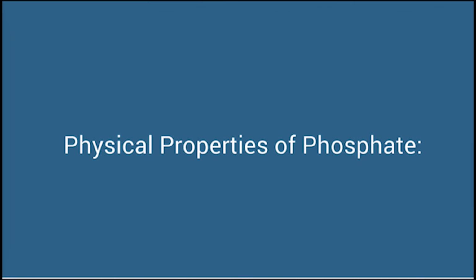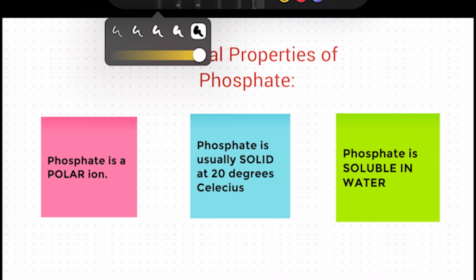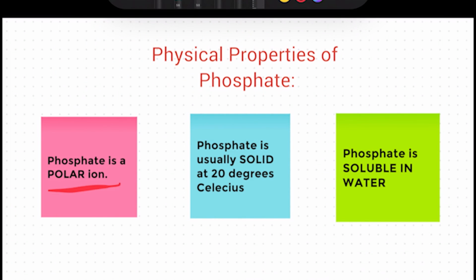Due to this, we know that polar ions have an uneven distribution of electrons that result in a positive charge at one end and a negative charge at the other end. Additionally, since phosphate is polar, its intramolecular forces will be strong. Since phosphate's ions attract each other strongly with opposite poles, phosphate is usually in a solid state of matter at 20 degrees Celsius. Finally, the last physical property of phosphate is that it's soluble in water.